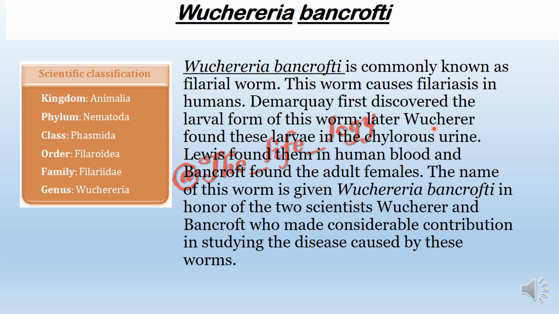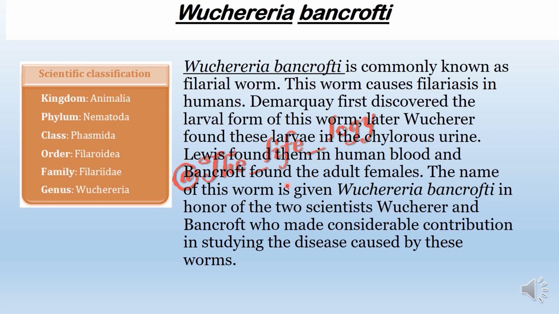Demarque first discovered the larva form of this worm. So firstly, the scientist who first discovered is Demarque, and he discovered the larval stage of this worm. Later, Wucherer found the larva in the chyluria urine. Chyluria is a rare condition in which the urine appears milky white. Lewis found them in human blood, and Bancroft found the adult females.